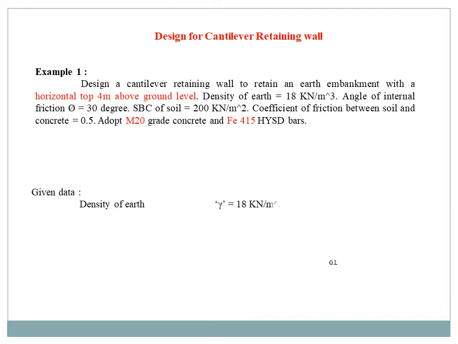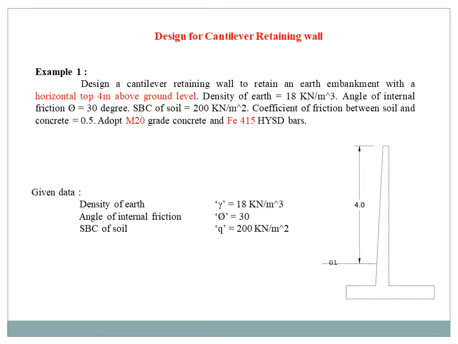So now write the given data. Density of earth gamma is equal to 18 kilonewton per meter cube. Then angle of internal friction phi is equal to 30 degrees. Then SBC of soil you can mention as q is equal to 200 kilonewton per meter square. Draw the diagram. They have given only the horizontal top 4 meter above the ground level. So we have marked the above ground level 4 meter on top of our retaining wall.